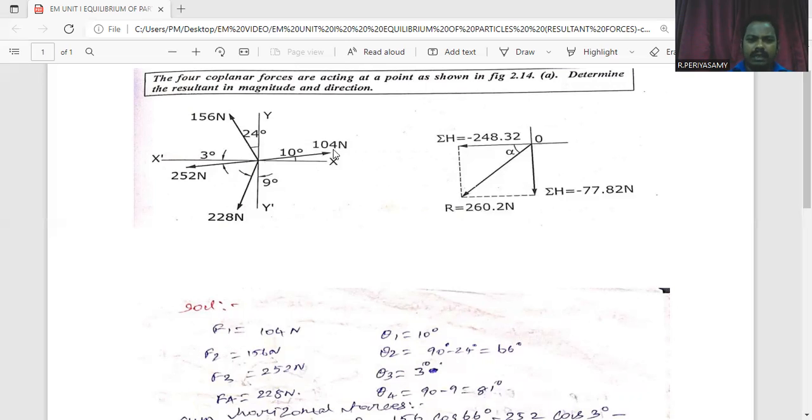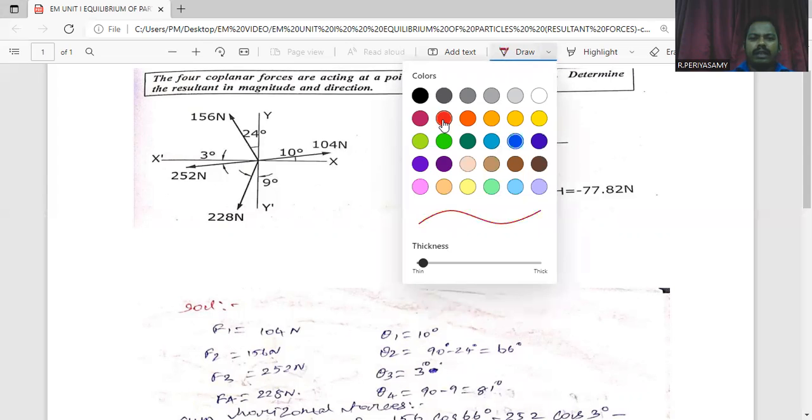In this case, the 104 Newton force has a 10-degree inclination. It is a 104 magnitude of force, acting at 10 degrees to the reference side, the x-axis. So this inclined force is further separated into a horizontal force and a vertical force.